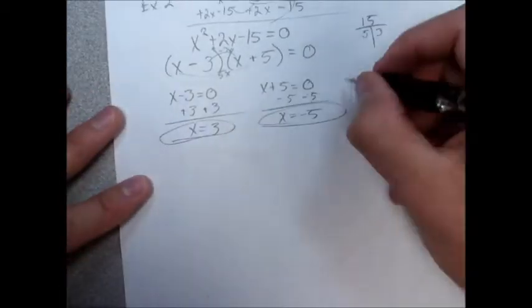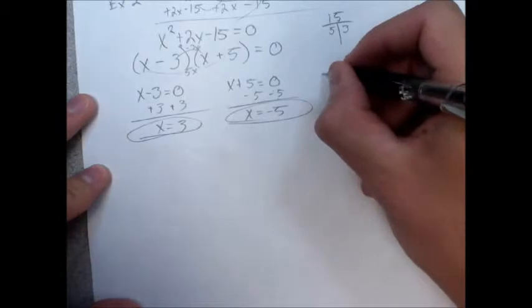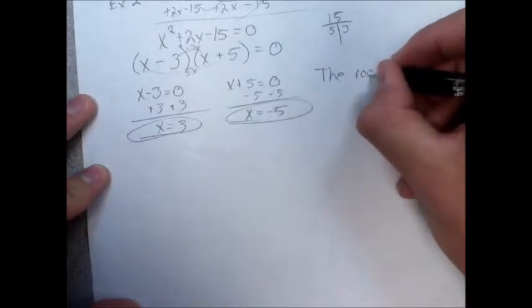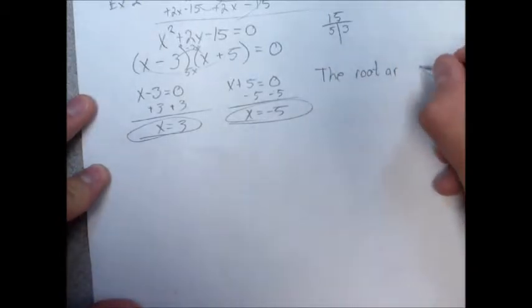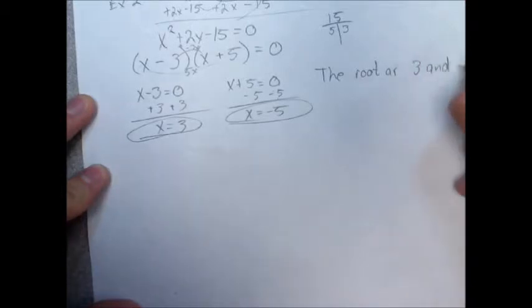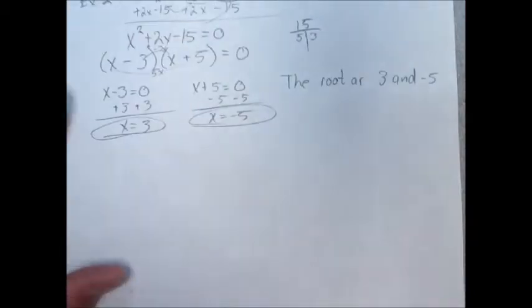Okay, so there are my two roots. And the same way, if it asks us to find roots, you say the roots are 3 and negative 5.